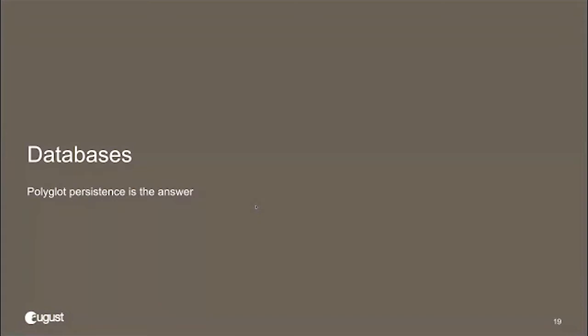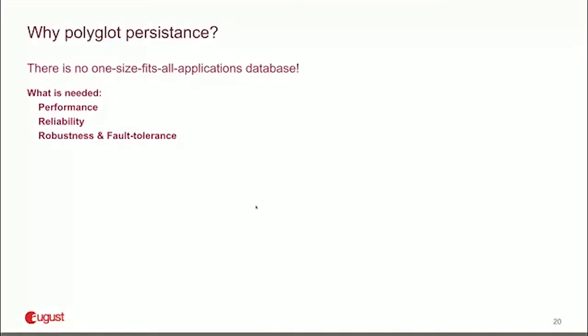databases. Polyglot persistence really is the answer. And if you don't know what polyglot persistence is, it means using different kinds of databases for different kinds of data. That's fundamentally what it means. So what you need here is you need performance, you need reliability, you need robustness and fault tolerance. Those things are available in every database, but not necessarily available in every database the way you need it, or for the kind of data that you have, or how you want to access your data, how you want to deliver your data. They're just different solutions for different problems.